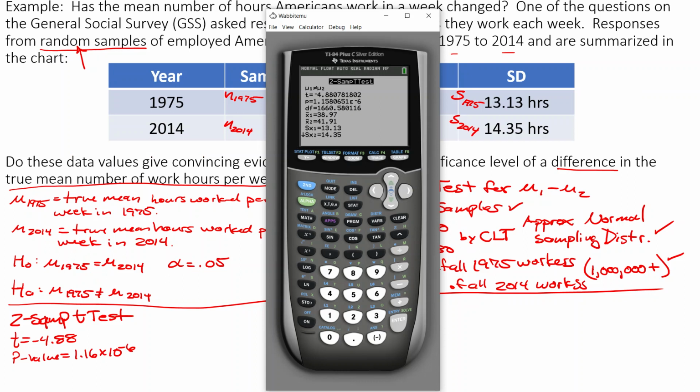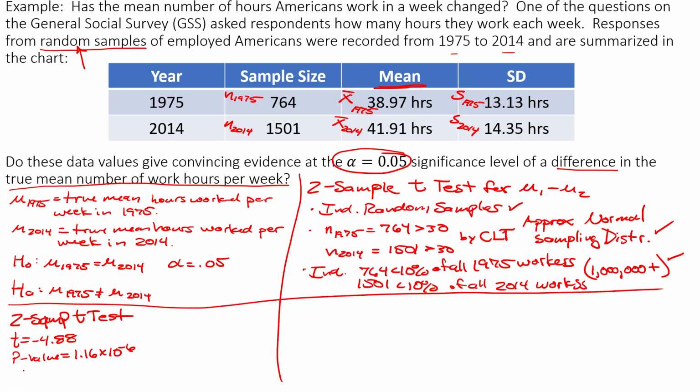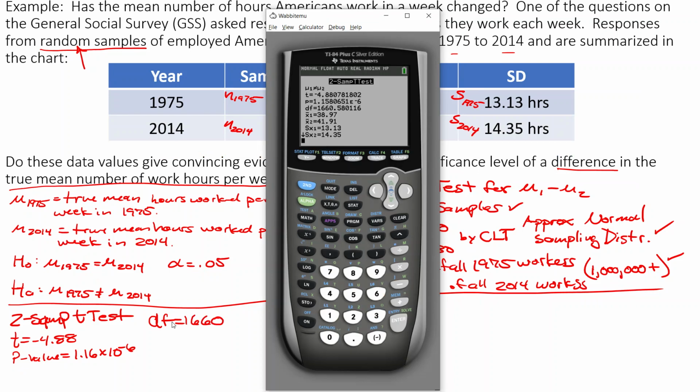All right, and our degrees of freedom is 1660. So we should probably write that down. Degrees of freedom is 1660.58 and so on. And the other stuff we already have, so it just gives us all of our means and standard deviations and n's again.